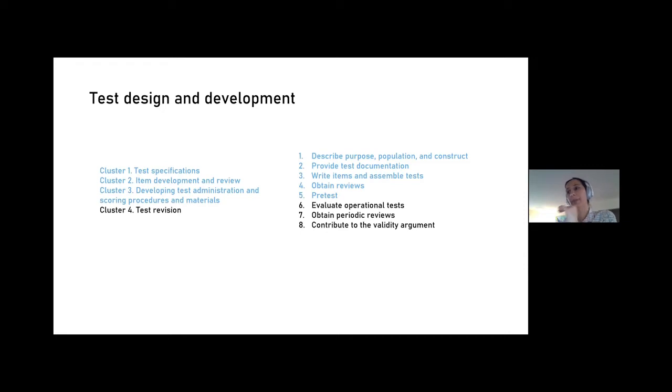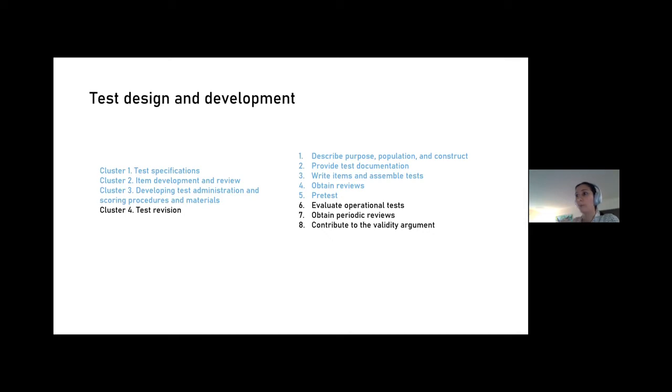Five is about pre-testing, and this is, again, about the item development and review. Items should be pre-tested with test takers representative of the intended population of the test, of course. And the purpose of pre-testing here is to obtain information about the statistical characteristics of the new items. So we want to see if they're adequate for testing.